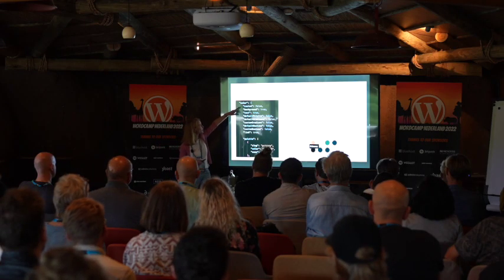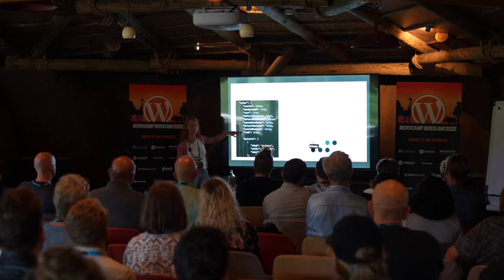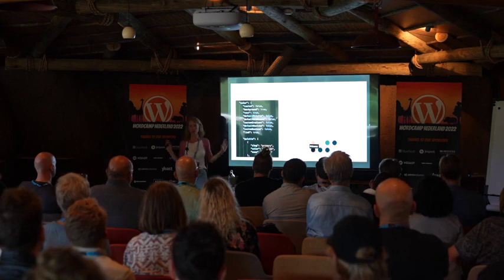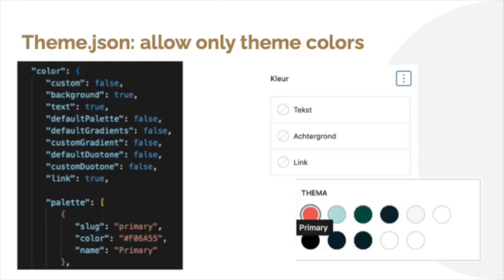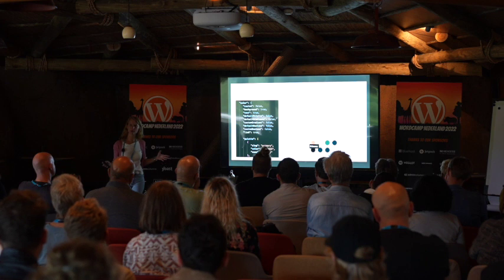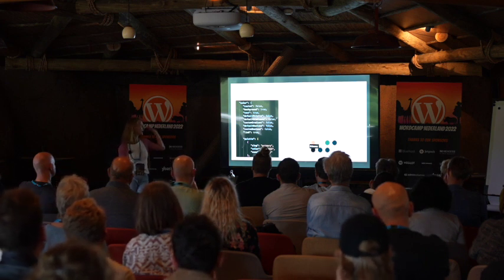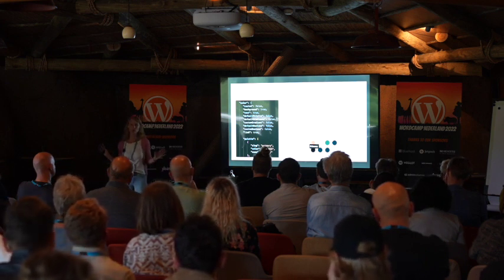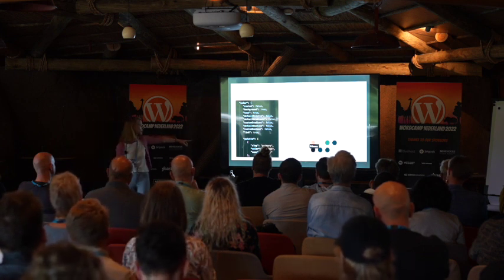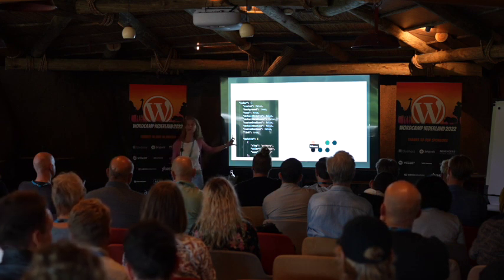Like here, these are all the settings for the colors. You can say, okay, custom color picker? Nope, I don't want it. They can't use it in the editor. You won't see the color picker. You can choose background color, text color. That's okay for me. Default palette, it are the standard colors Gutenberg has. Nope, I don't want them. I don't want any gradients, no duotones, nothing of that sort. I will just have my own color palette and I start defining my colors.